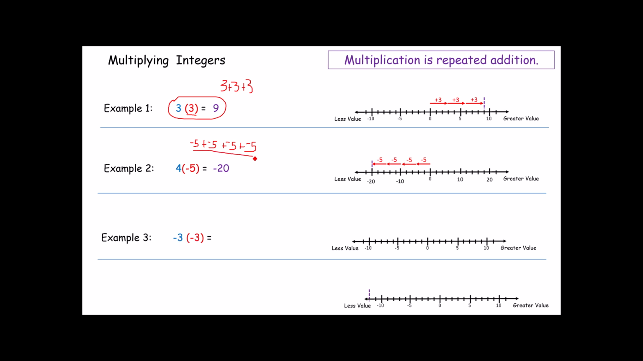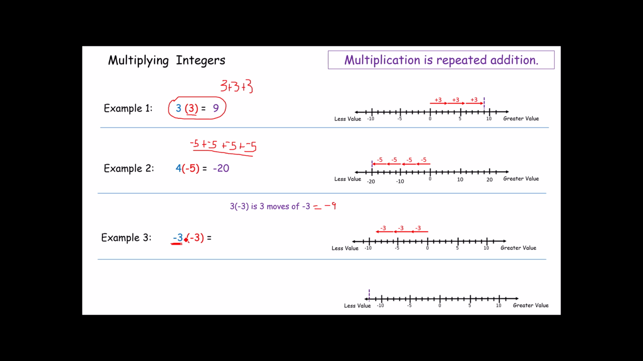Where this gets just a little bit tricky is when we have a negative times a negative, because I understand that 3 times negative 3 is 3 moves of negative 3. Let's see if I can show that here. 1, 2, 3. 3 times negative 3 would equal negative 9. That makes sense to me. 3 moves in a negative direction. What's more difficult is for me to think about what it means to have negative 3 moves.